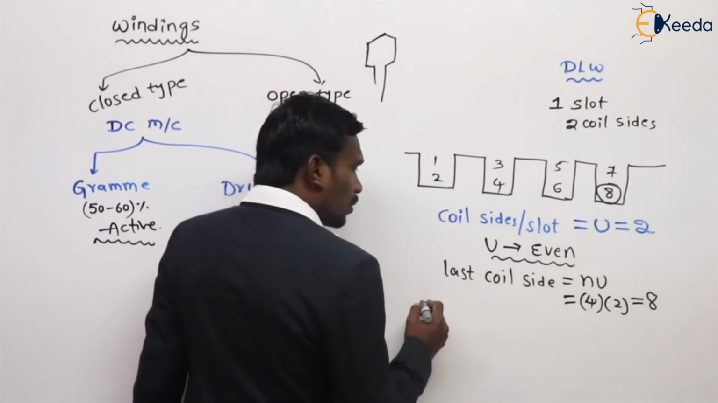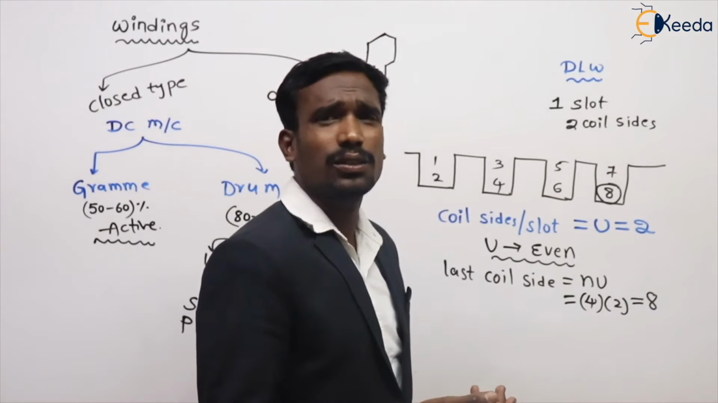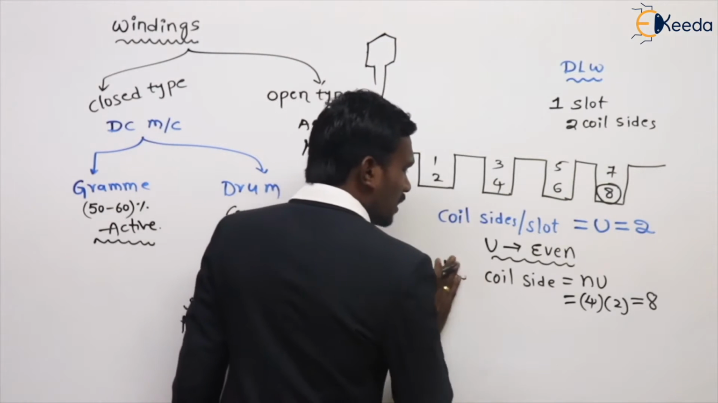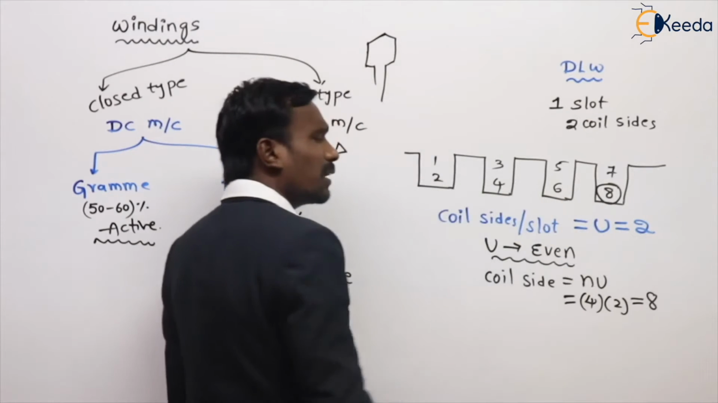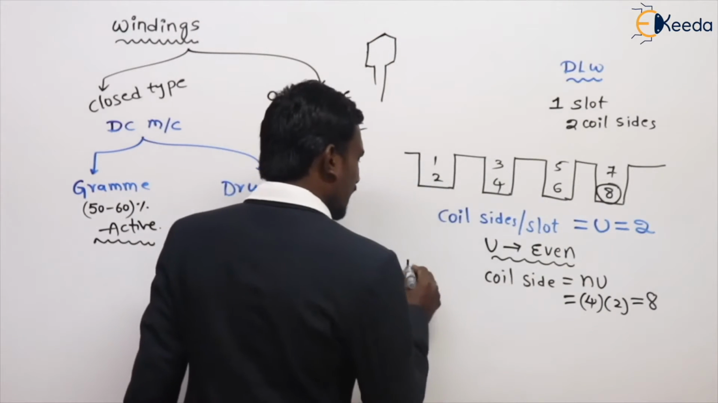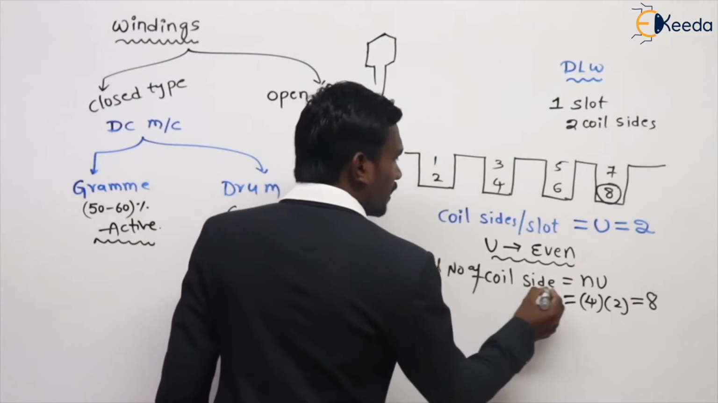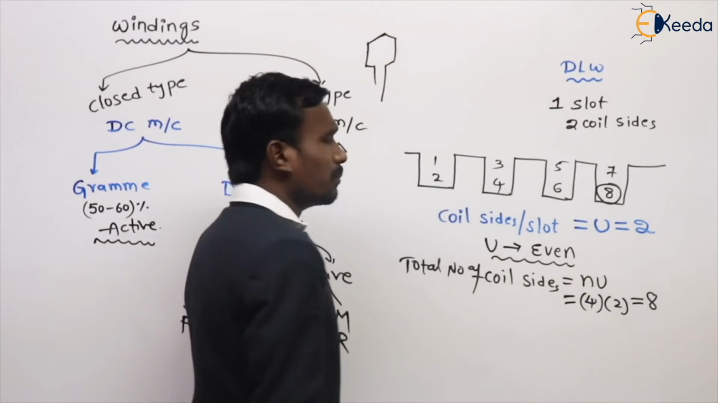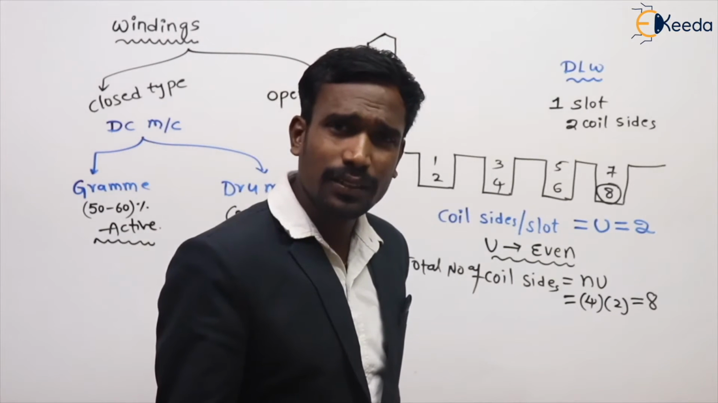What is the total number of coils? Let me ask you a question. Actually, this is not the last coil. This is also called the total number of coil sides. We can say like that only. How many total number of coil sides? 8. Are you getting or not?